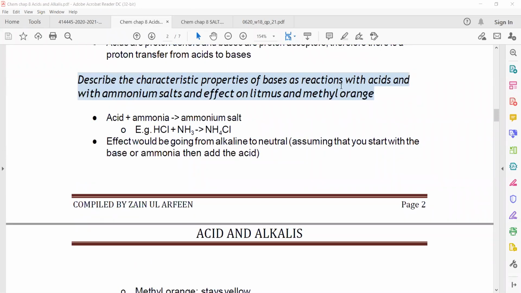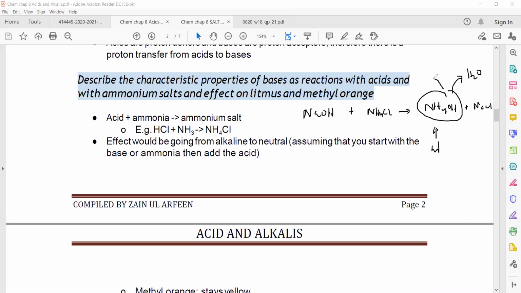Describe the reaction of a base with an acid and an ammonium salt, and the effect on litmus and methyl orange. For example, what happens if I have a base such as sodium hydroxide and I add this to an ammonium salt, say ammonium chloride? It will result in the formation of ammonium hydroxide plus sodium chloride. And when I supply heat energy, ammonium hydroxide is not a stable compound, so this will decompose into water and ammonia gas.